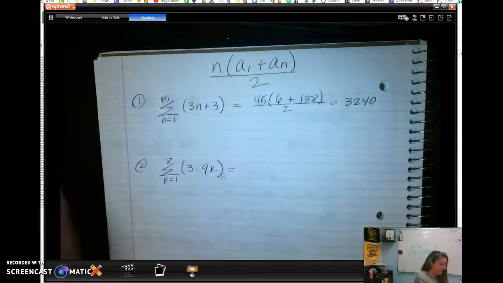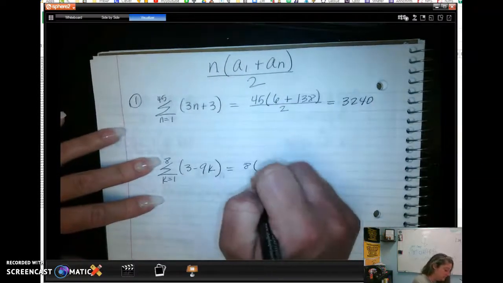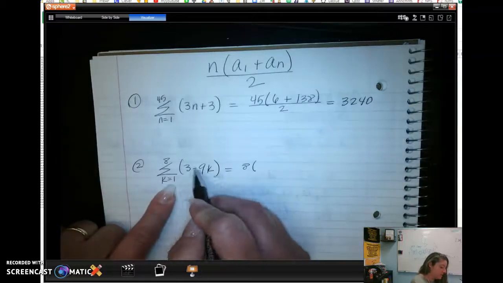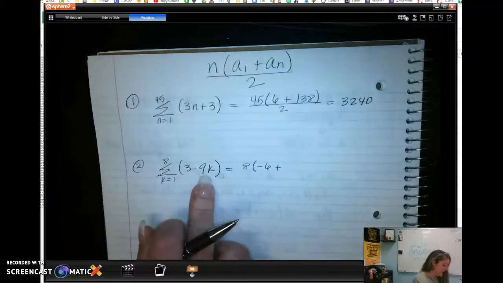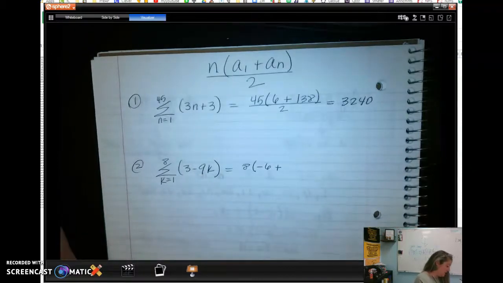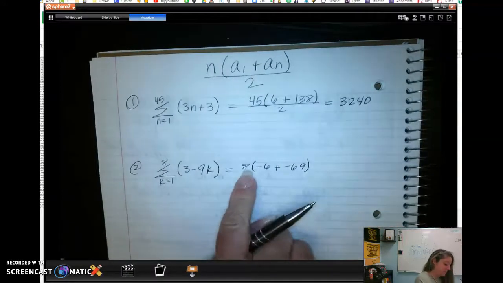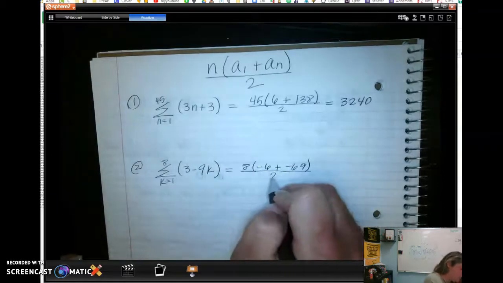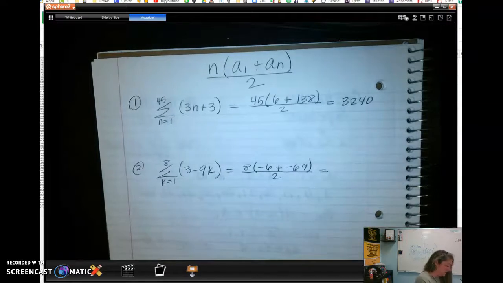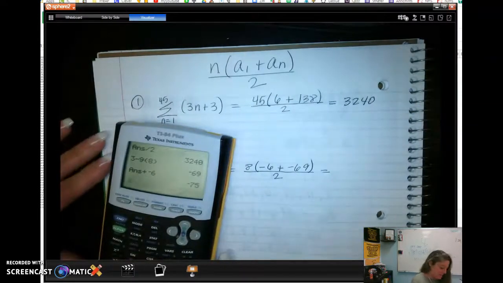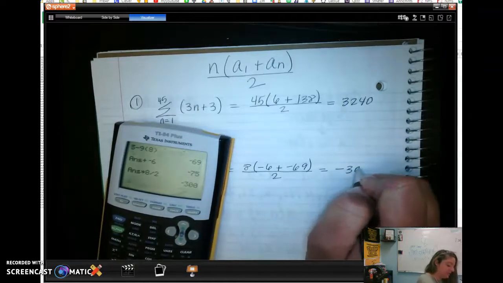So number 2. Same thing, right? We're going to do this formula. n this time is 8. I'm going to plug in a 1. So 3 minus 9 is negative 6. When I plug in an 8, 3 minus 9 times 8 is going to be negative 69. I'm multiplying that by n, dividing by 2. So negative 69 plus negative 6, I can show you, right? Negative 75 times 8 divided by 2 gives me negative 300.